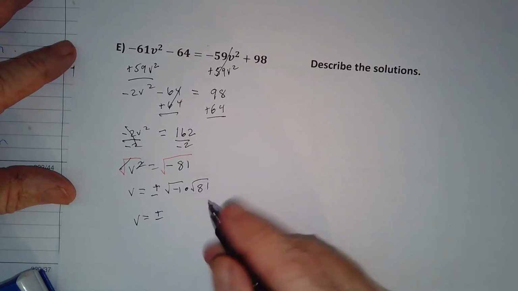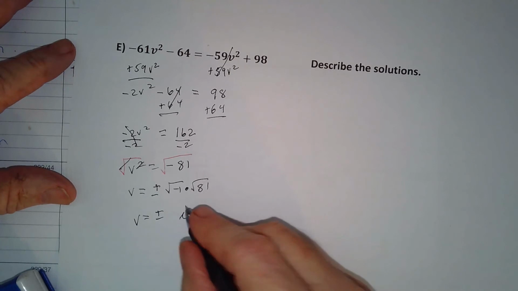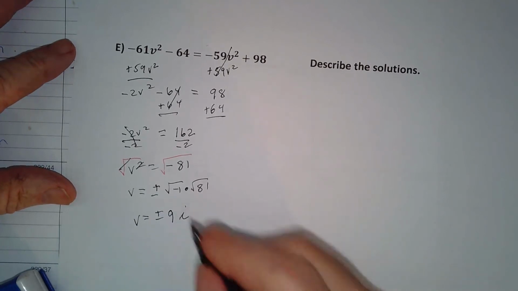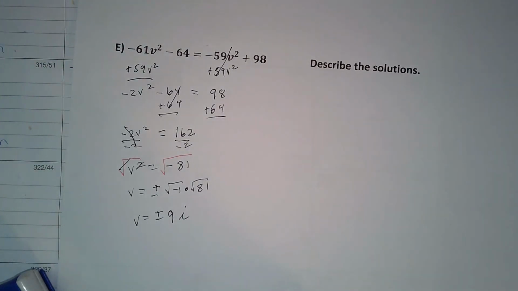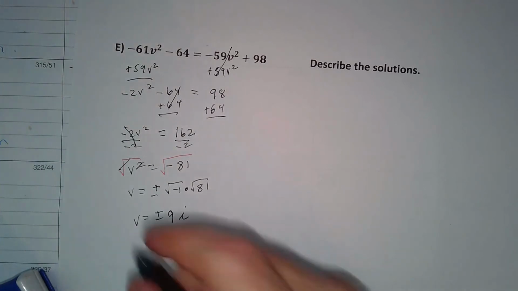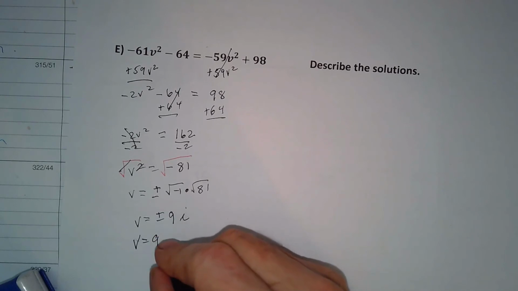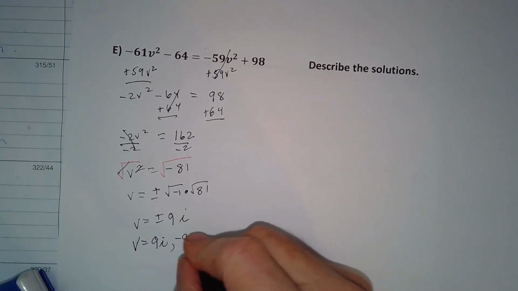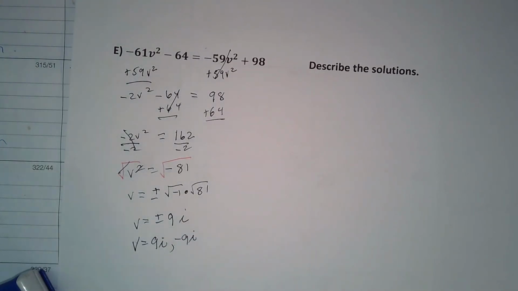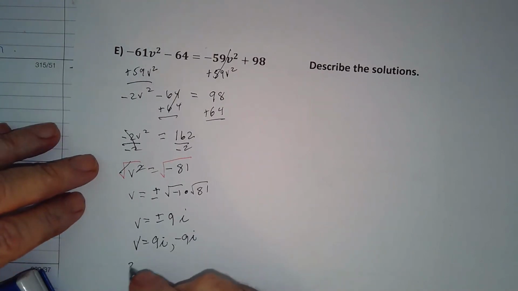This square root of negative 1 is going to be i, so we'll put that here. Square root of 81 is 9. So we have plus or minus 9i. That means our solutions are 9i and negative 9i. So again, these are two imaginary solutions.